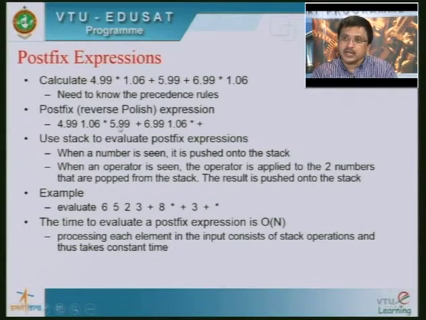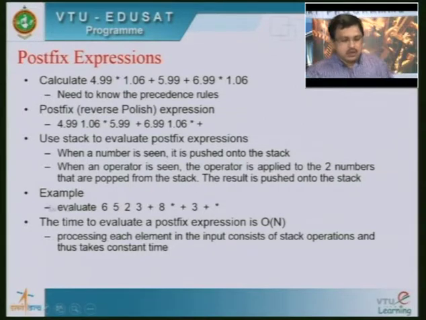So, the product of 4.99 and 1.06 will go onto the stack. Then you see 5.99, that will go onto the stack. Then you perform the addition operation, 5.99 plus 4.99 into 1.06. Then you push 6.99, push 1.06, multiply, and perform the operation. So, this entire expression and this expression have to be added. So, you get the desired result. I urge you to practice this. Just imagine a stack or write a stack and apply these steps, to understand it more clearly.